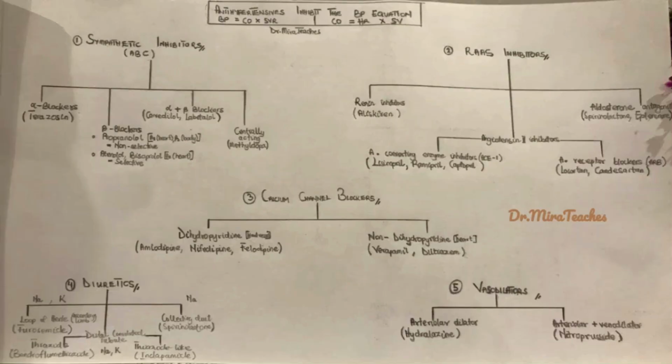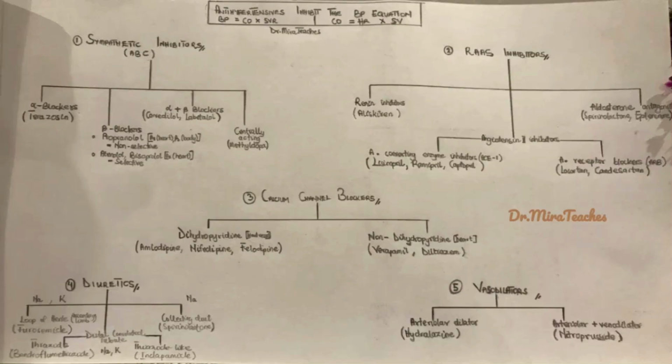So thiazide diuretics and thiazide-like diuretics, you lose both sodium and potassium. Furosemide, you lose sodium and potassium. However, when it comes to spironolactone, the only salt you lose is sodium. You only lose sodium to get water out of the nephron. That's how diuretics bring down your cardiac output.